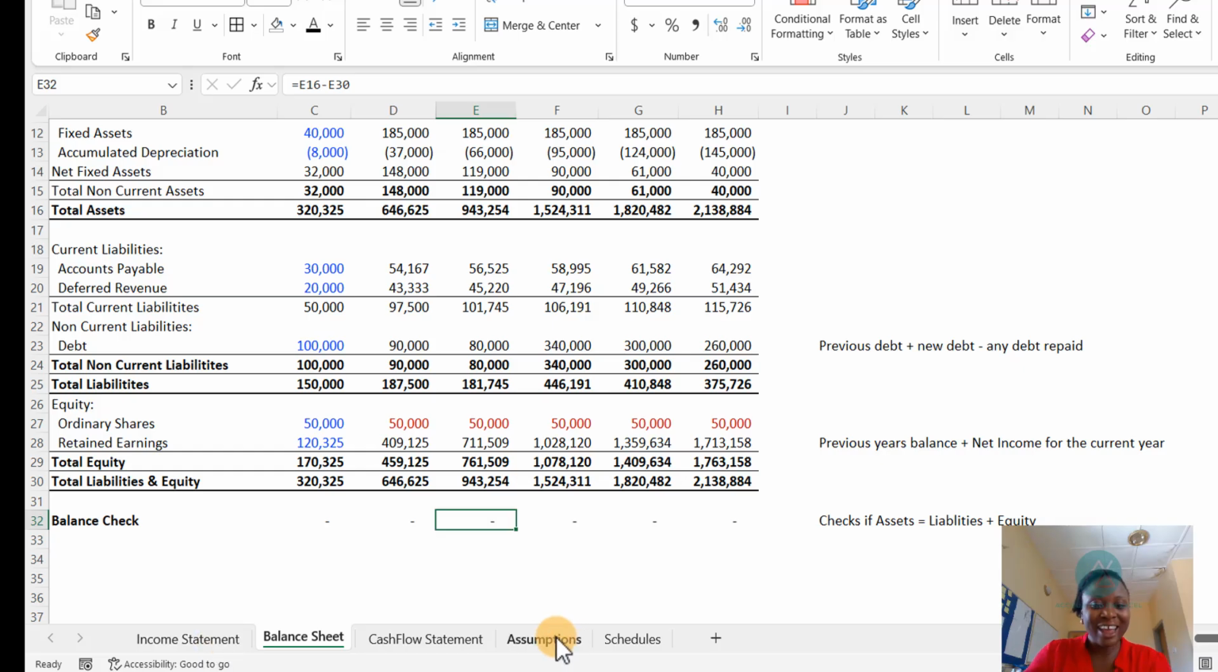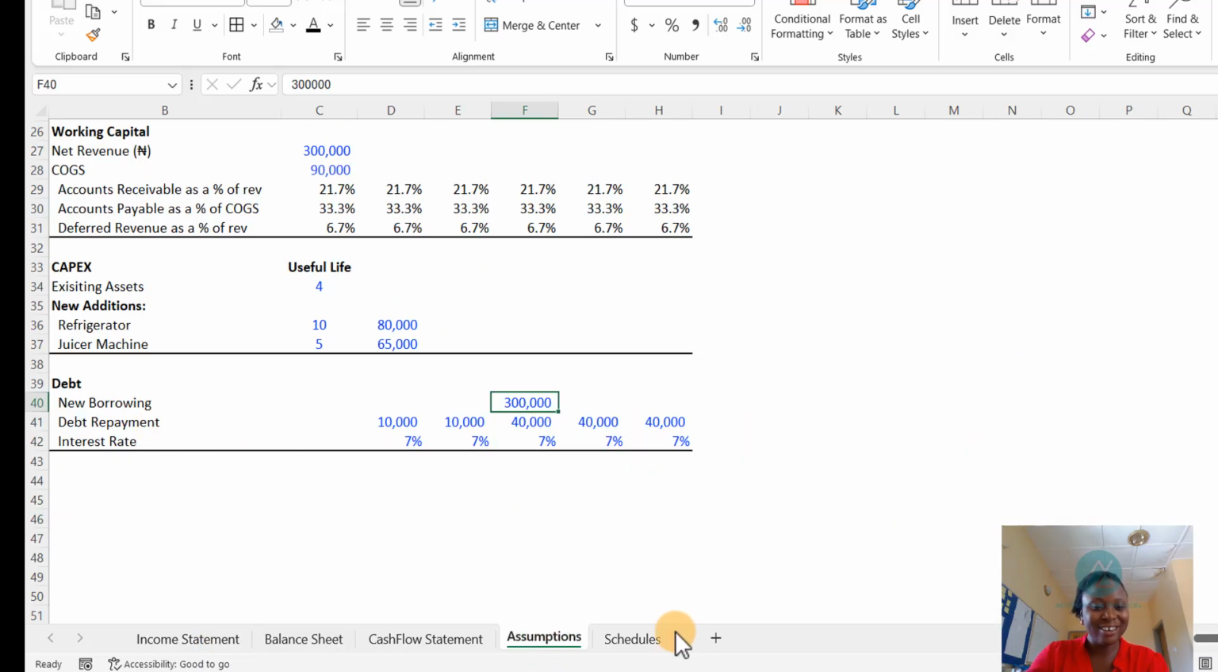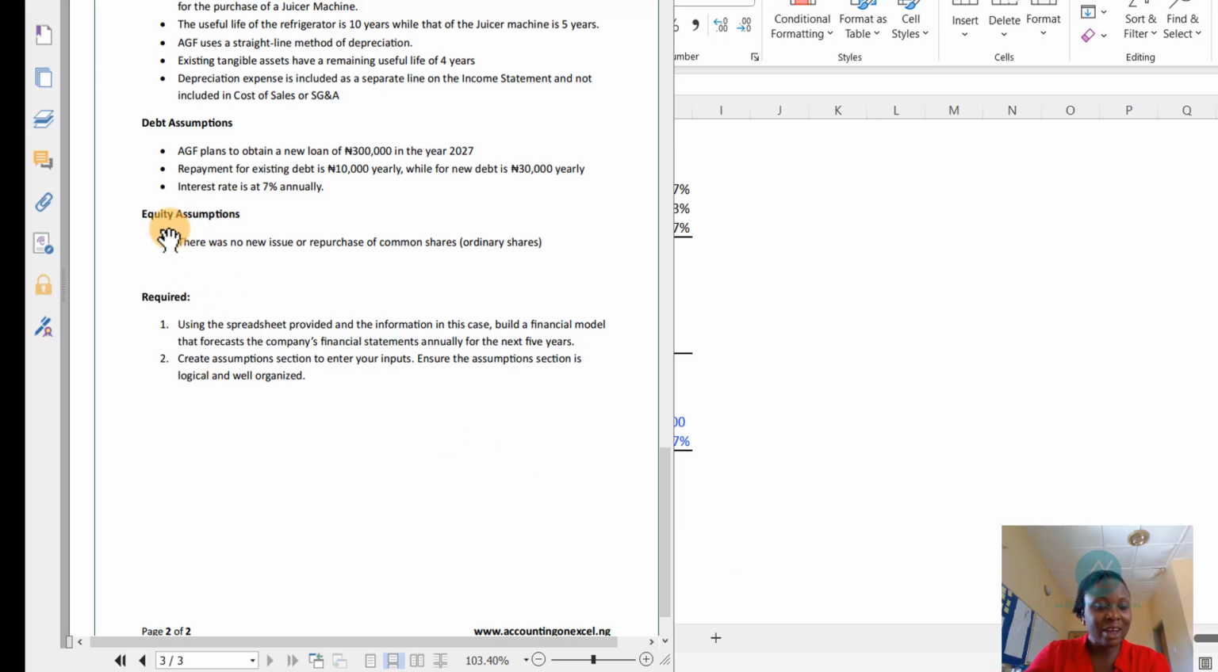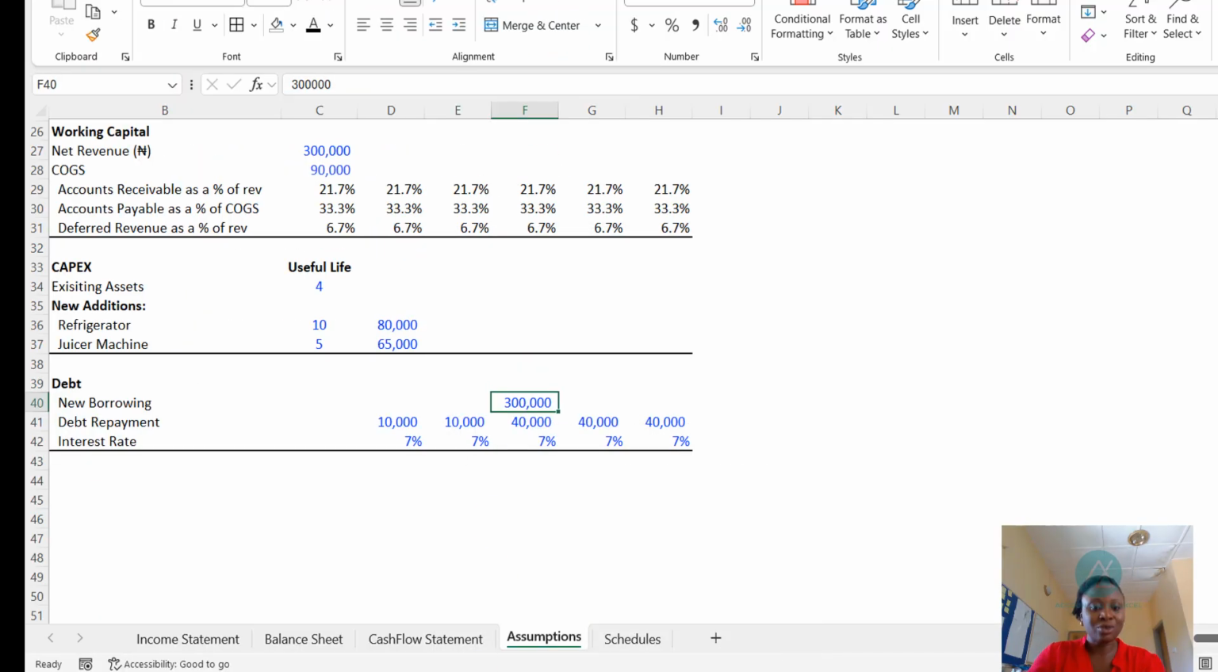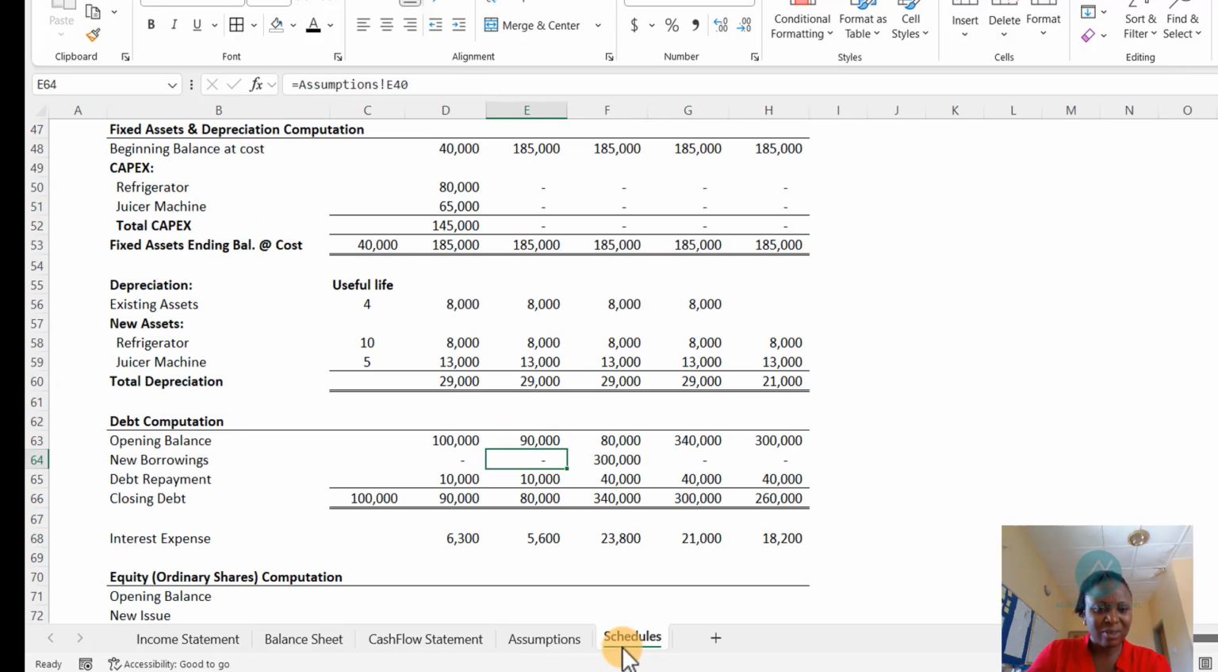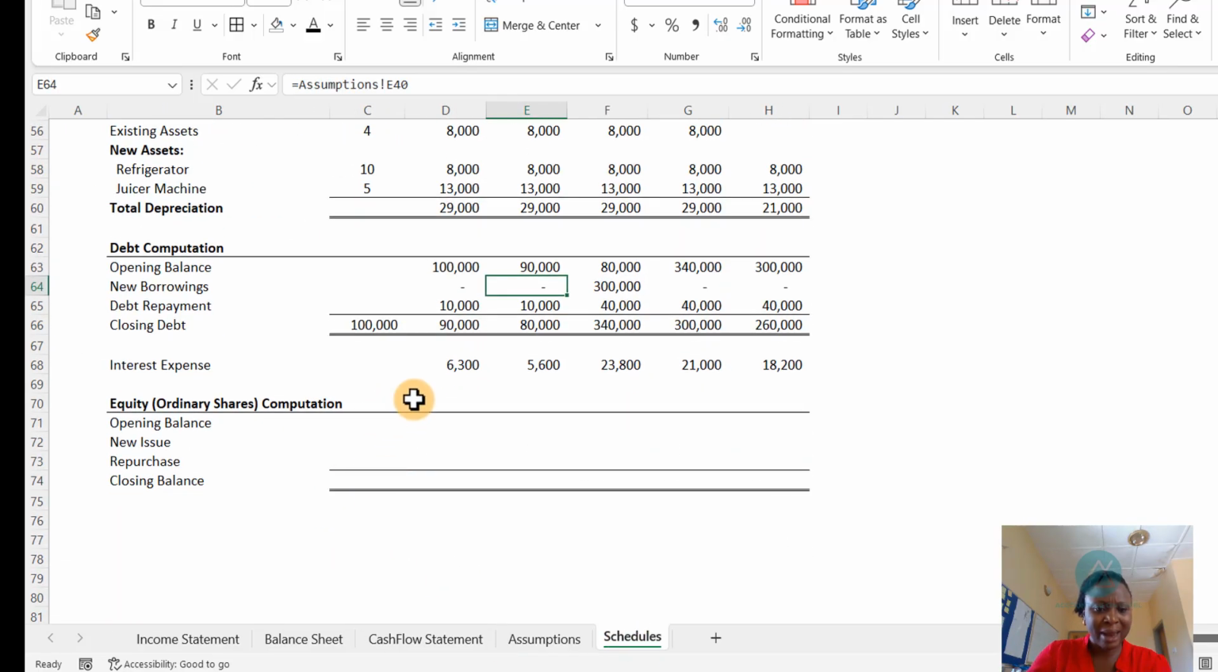So our last assumption is on equity. There was no new issue or repurchase of common shares, that's ordinary shares. So there was no new issue and there was no repurchase. So let's go to our schedule. I think there's no new issue. So opening balance, closing balance.